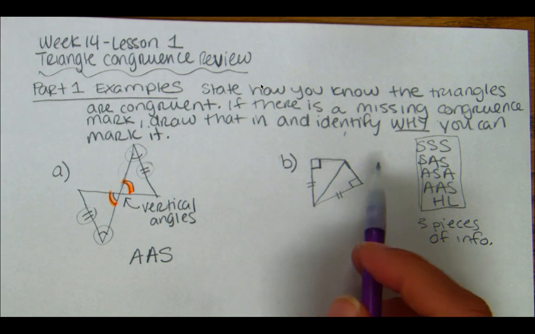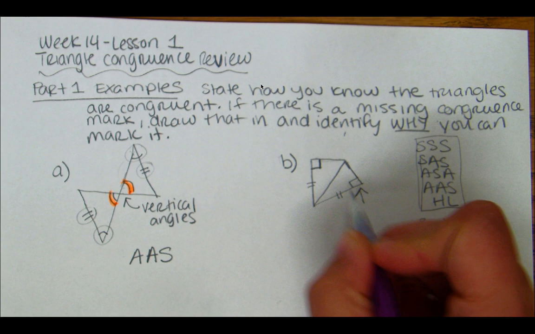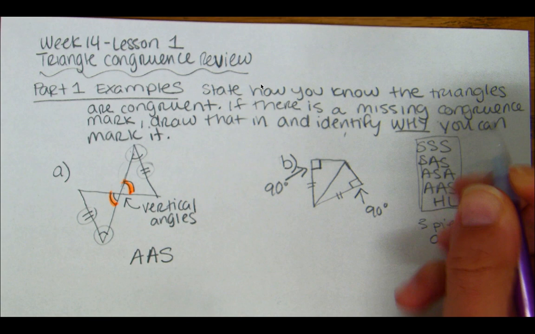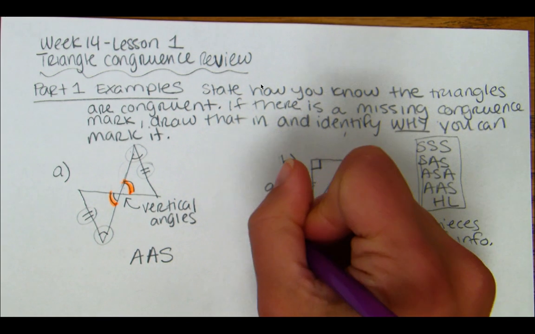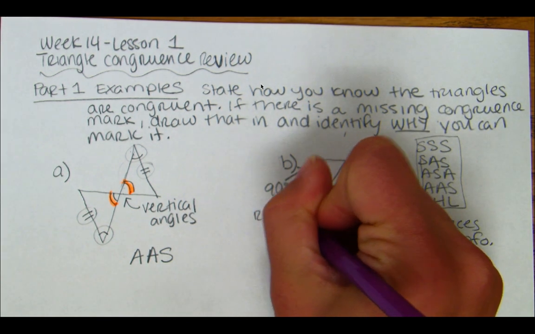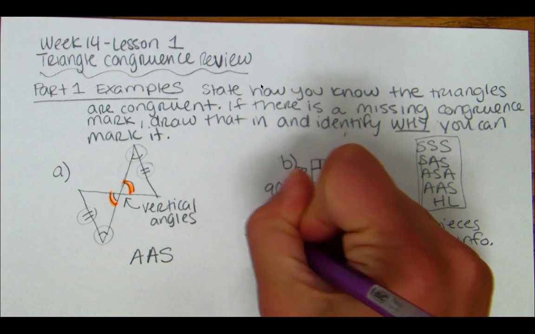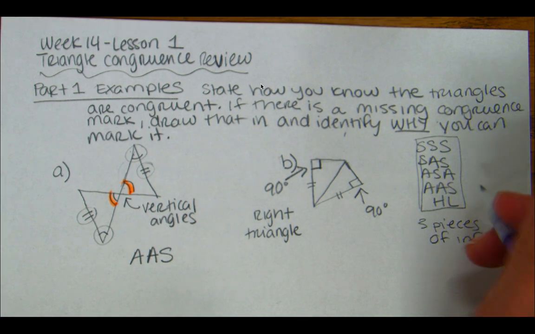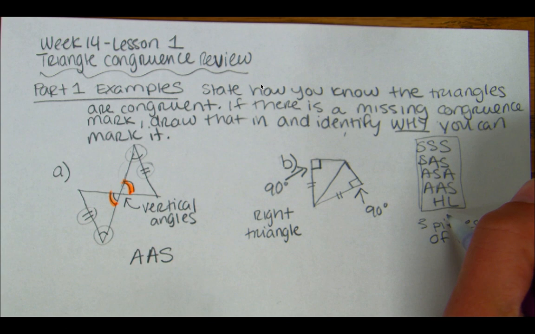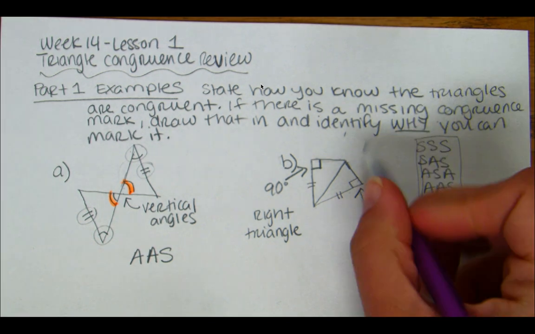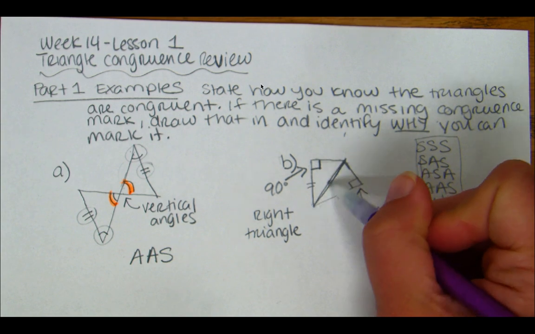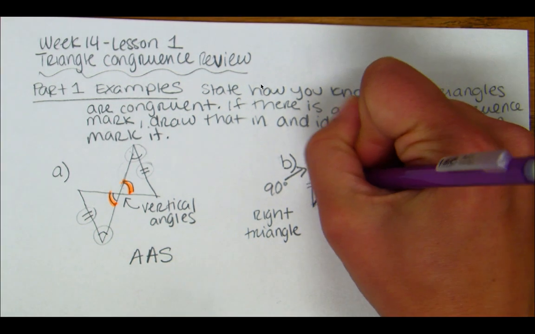First thing I need to note is I've got 90-degree angles right here. Those 90-degree angles are going to tell me that I'm dealing with a right triangle. I want to remind you that if I see a right triangle, there is likely a good indication that we're going to end up with something dealing with hypotenuse, leg. Not always, but generally. So I have one leg identified. They share a side, and they share this long side right here, which is their hypotenuse, which I can mark.